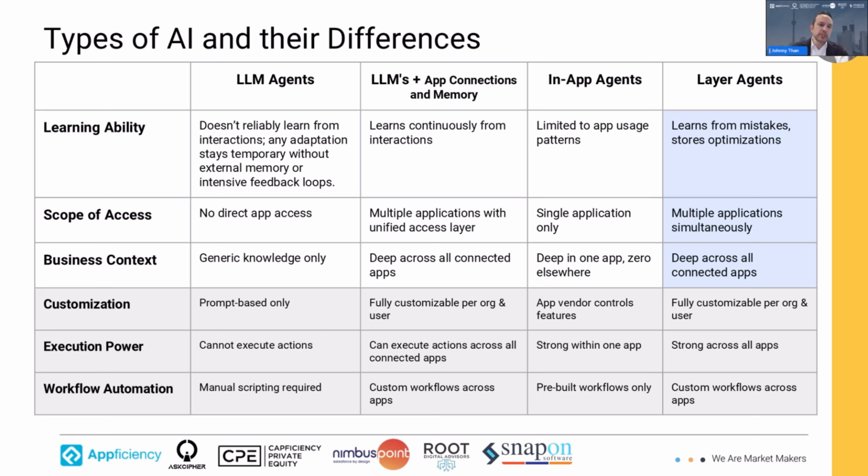However, these LLM agents in the past, especially without direct application access, are a very different breed than those that have application access. And so that moves us into the second column: LLMs that have app connections and memory. Now you start to get some interesting use cases for the enterprise. The LLM can learn continuously from its interactions. You get multiple applications with a unified access layer. Many applications and LLMs are already touting access to 100, 1,000 business apps, or 1,000 websites and services. And they're doing it through a variety of ways, which Carlos will talk about.